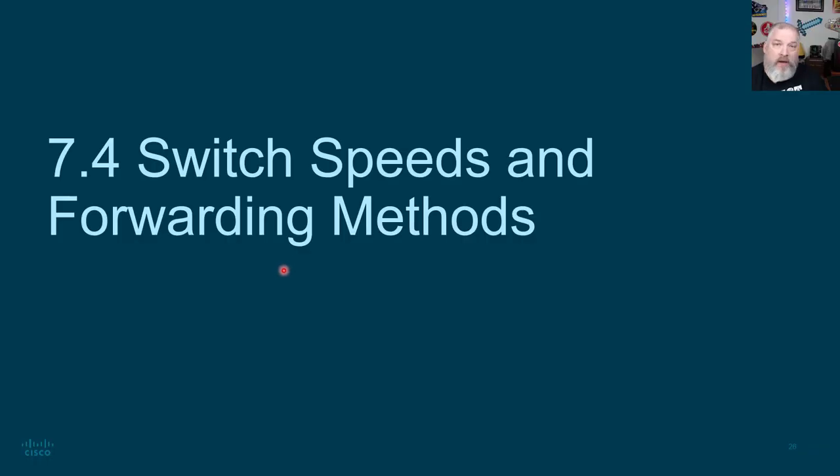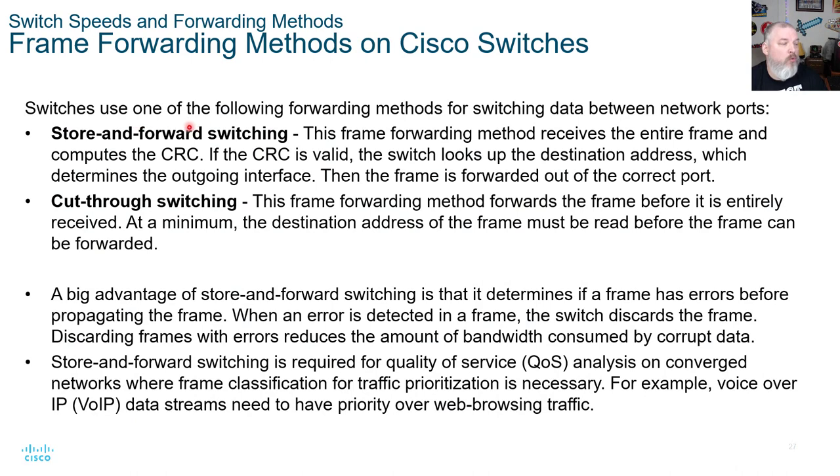Switch speeds and forwarding methods. Switches use one of the following forwarding methods for switching data between network ports. The first one is store and forward switching. This frame forwarding method receives the entire frame and computes the CRC. If the CRC is valid, the switch looks up the destination address, which determines the outgoing interface, and then the frame is forwarded out the correct port. And then you have cut-through switching. This frame forwarding method forwards the frame before it is entirely received. At a minimum, the destination address of the frame must be read before the frame can be forwarded.